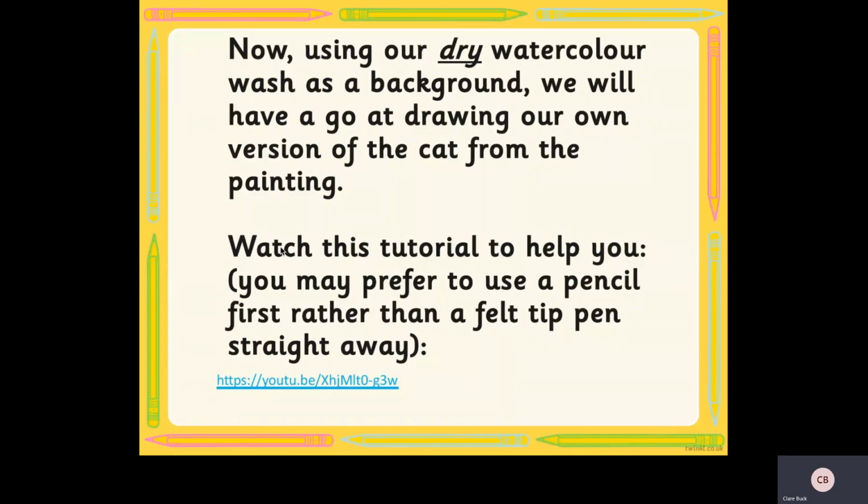So, welcome back. You should have a dry watercolour wash now as a background. And now we're going to have a go at drawing our own version of the cat from the painting. If you click on this YouTube link, you can watch a tutorial to help you. Now, you might prefer to use a pencil first rather than a felt tip pen or a Sharpie straight away, but see how confident you're feeling.